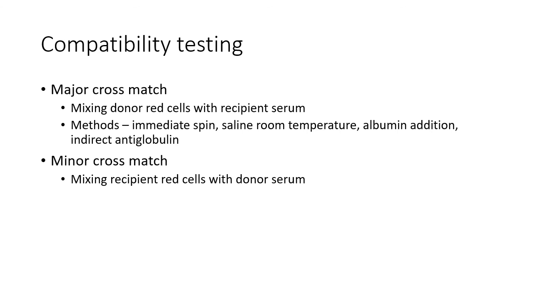Cross-matching is part of compatibility testing. There are 2 forms of cross-matching, major cross-match and minor cross-match. Major cross-match consists of mixing of the donor red cells with the recipient serum. Here the methods used include the immediate spin method, saline room temperature method, albumin addition, indirect antiglobulin, etc. Coming to minor cross-match, it consists of mixing of the recipient's red cells with donor serum. Both of these are done in cross-matching.